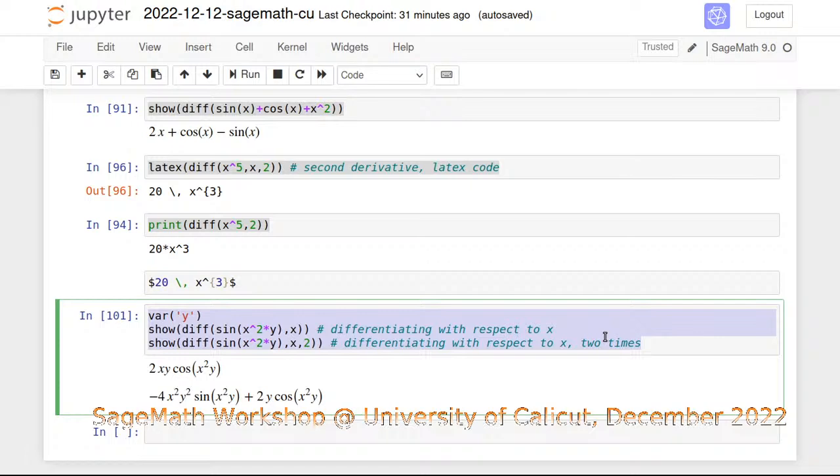So whenever you want to use something else, you need to definitely declare it as a variable. If you want to use t as a variable name, or z, whatever, you have to define it as a symbolic variable. By var, we are not declaring it to be an ordinary variable, but a symbolic variable.